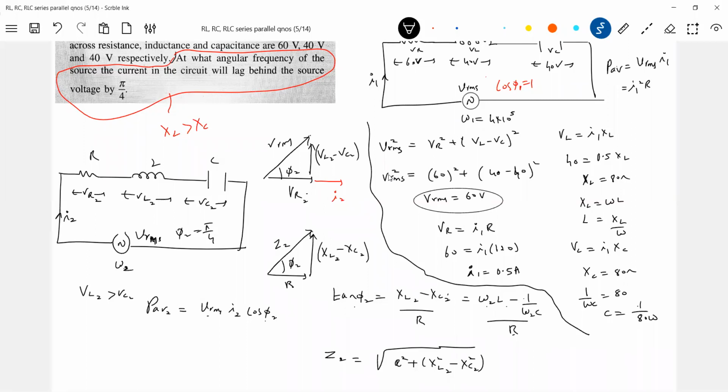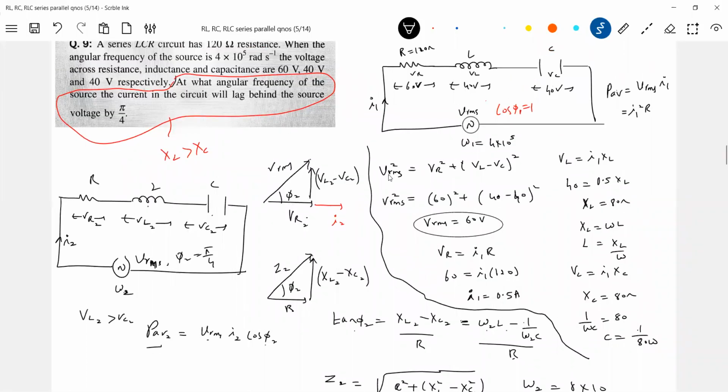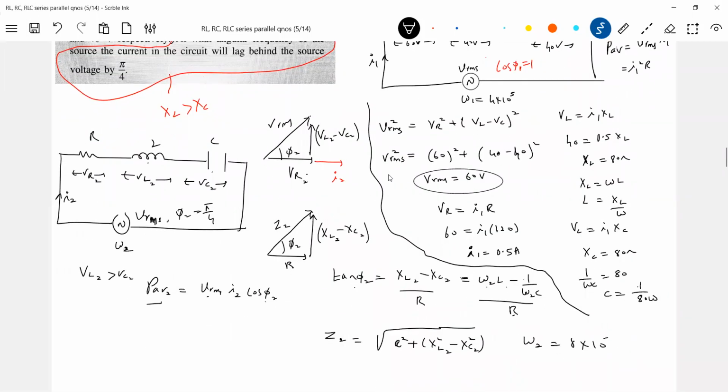So by varying frequency, what happens? The average power dissipated changes, the phase angle changes, XL value changes, XC changes, the power dissipation changes. That's the core idea of these AC circuits. Omega 2 is 18 into 10 to the power of, I'll check it now, 5. This will be your answer.